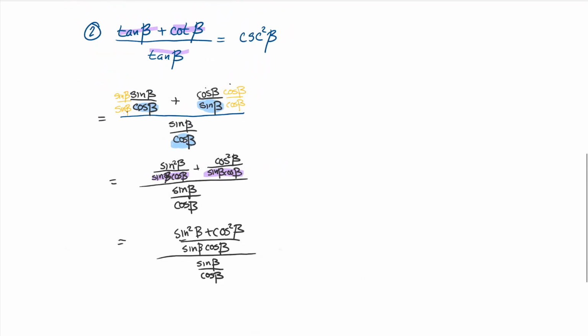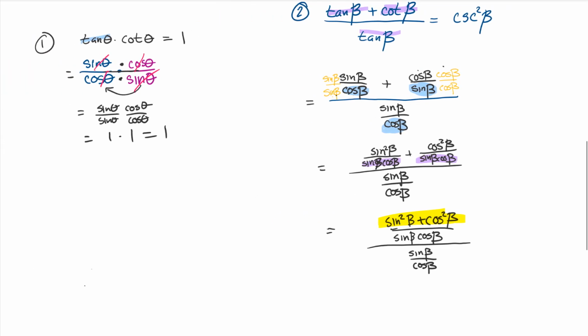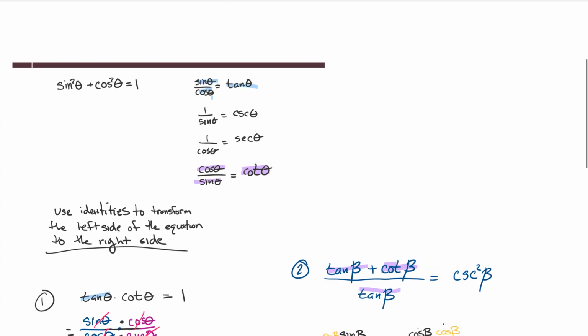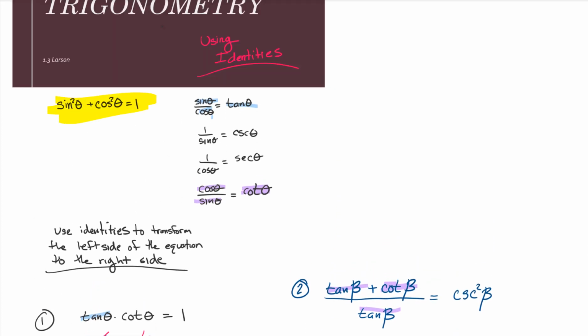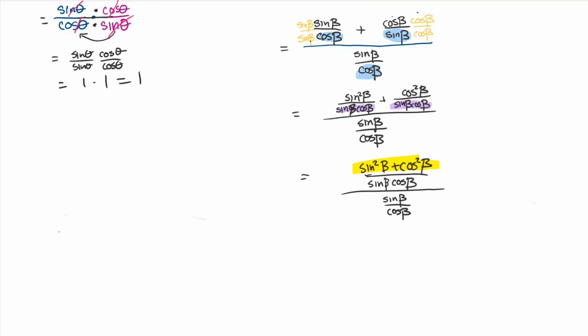Aren't you glad I'm doing this problem with you? You know what I mean? This one's rough. Well, what's sine squared plus cosine squared? What's sine squared plus cosine squared? Sine squared plus cosine squared equals 1. We got there. Let's go.